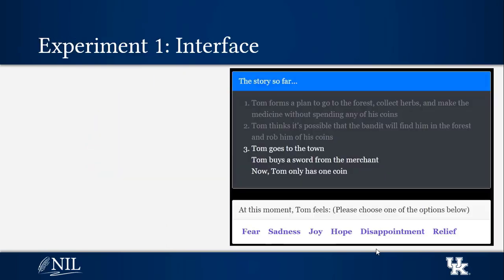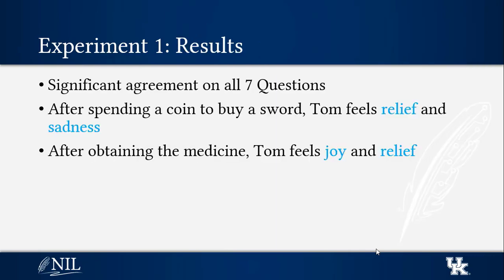To evaluate our model, we conducted 2 experiments. In the first experiment, we showed the example story to the participants in different sets of steps. After every set of steps, we asked them what Tom would feel, and they had to choose between these 6 emotions. We asked the participants 7 questions, and they significantly agreed on all 7 questions. For 2 questions, they significantly agreed that Tom would feel 2 emotions rather than 1.